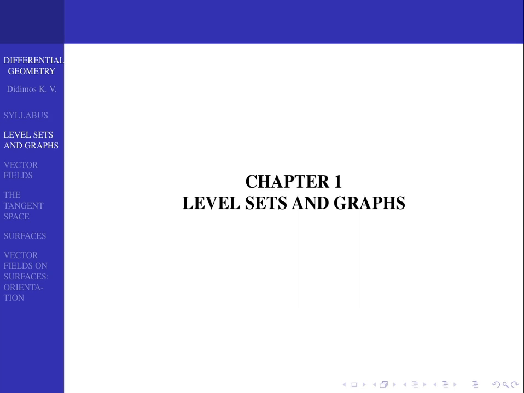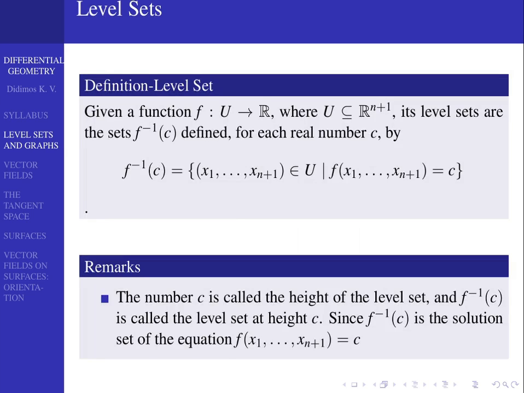We can start with chapter 1, level sets and graphs. The level set is defined for a function. If we're given a function f from U to R, where U is a subset of R^(n+1), its level sets are denoted by f inverse c, defined as the set of (x1, x2, etc., x_(n+1)) belonging to U, with f(x1, x2, etc., x_(n+1)) equal to c.